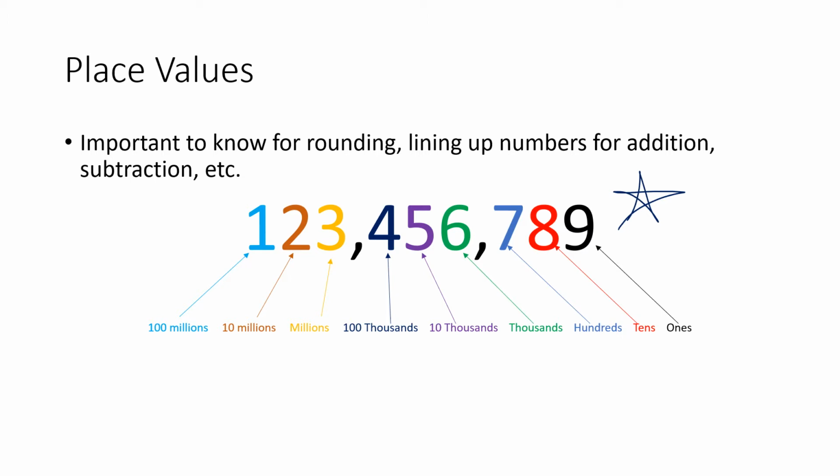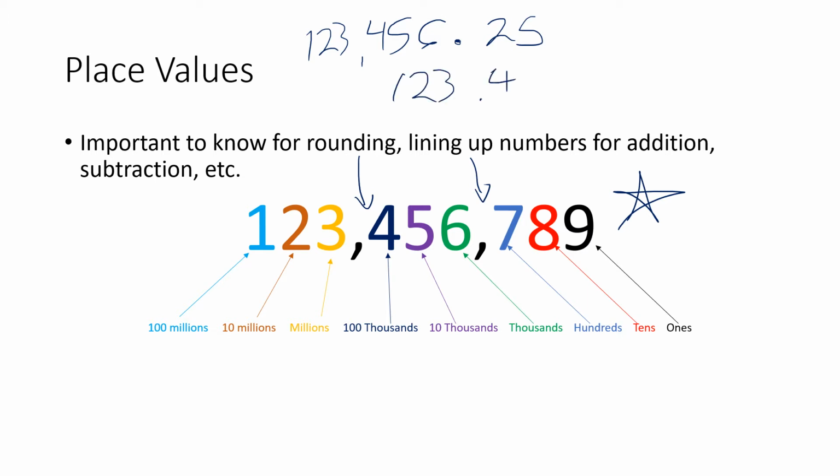A note about our little commas here that separate our numbers. Remember that in American numerology, we use commas to separate every third number, and then a decimal when we have decimals towards the end. I know in other countries you'll see decimals used and then a comma when you have your decimal towards the end. So just make sure that you pay attention to that if you've never seen that before.